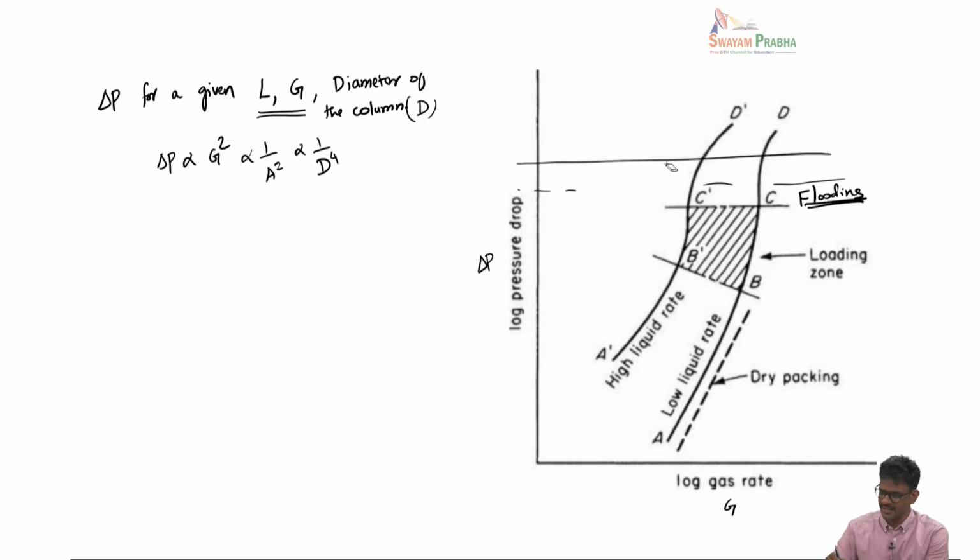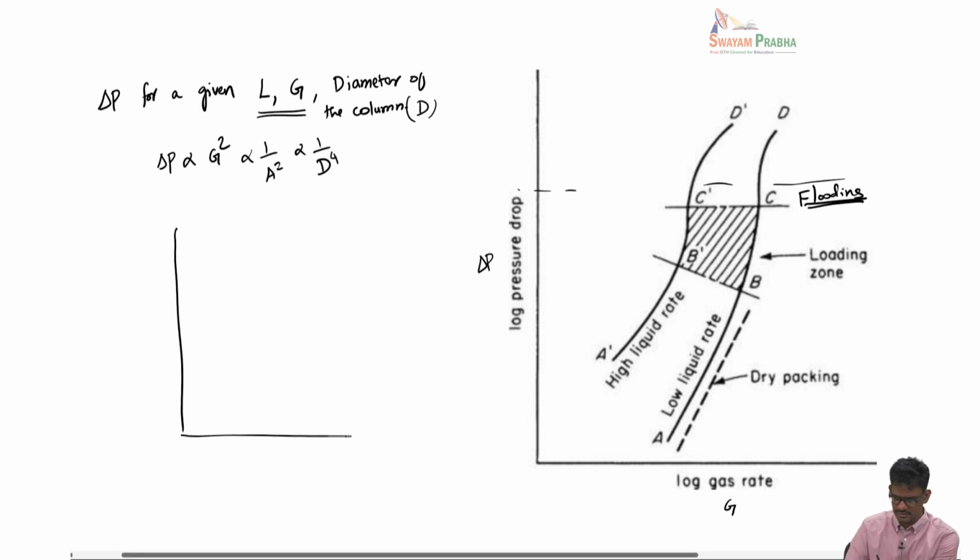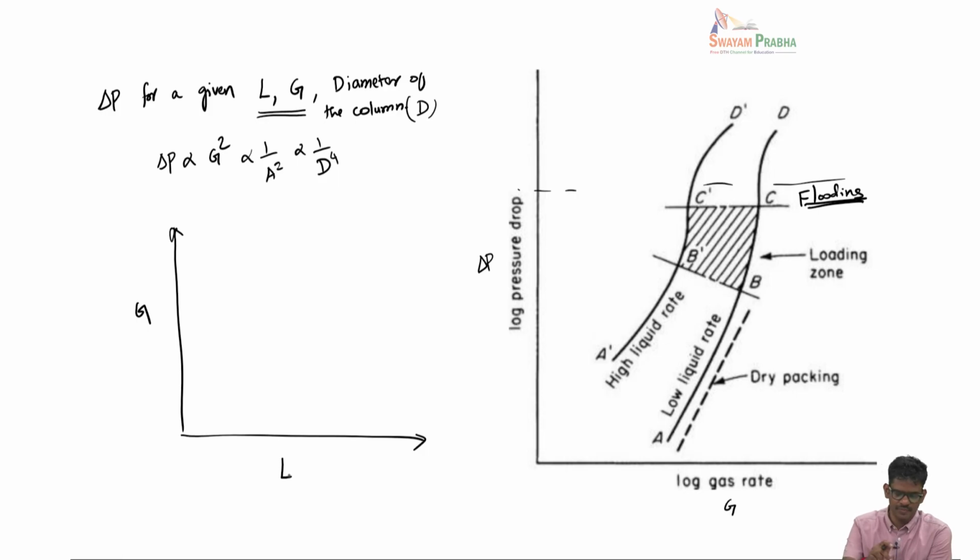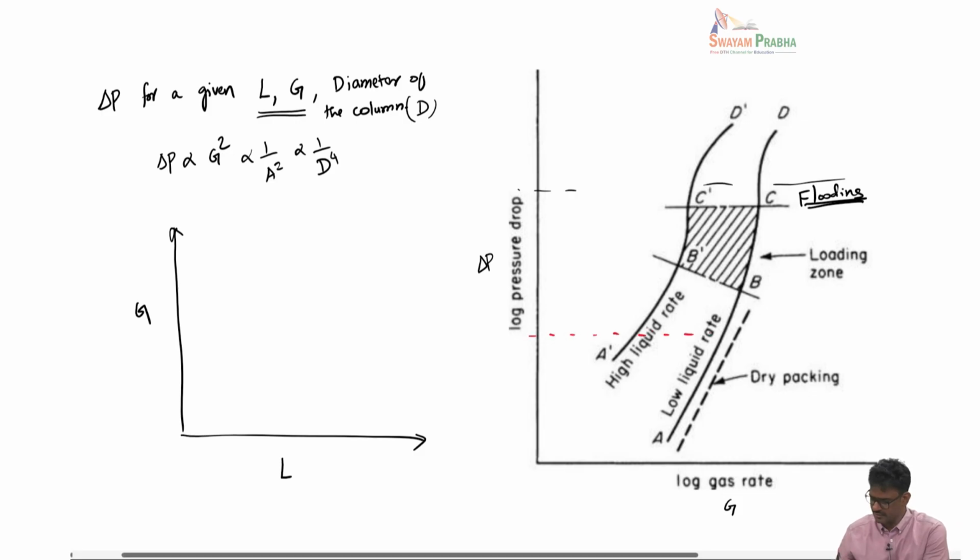So, let us take this graph and I would like to plot the same information in a different way. Let us say I have gas flow rate here and the liquid flow rate here. What I will do is choose a pressure at this point. Along this line the pressure drop is constant. Let us say I start from here, this point 1, where the liquid flow rate is 0, only the gas is flowing. So, I can mark somewhere here, this is point 1.